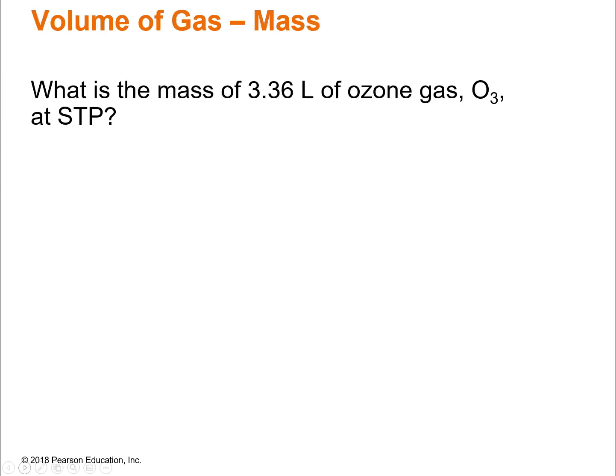So let's put these together. What is the mass of 3.36 liters of ozone gas at STP? Well, we've got what is the mass? Well, that's a unit without a number. Must be what we need to figure out. 3.36 liters, that's a volume. And we're told that we're at STP. We know the formula for ozone, so we must be able to figure this out using pretty minimal information.